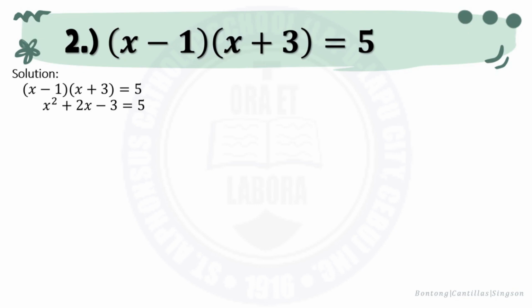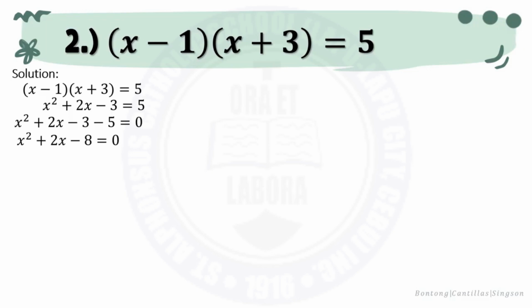these two binomials. Next, transpose 5 to the left side of the equation. So you will have there x squared plus 2x minus 3 minus 5 equals 0. Until we arrive with x squared plus 2x minus 8 equals 0. Next step, factor the quadratic trinomial.